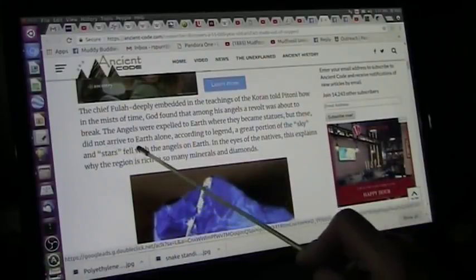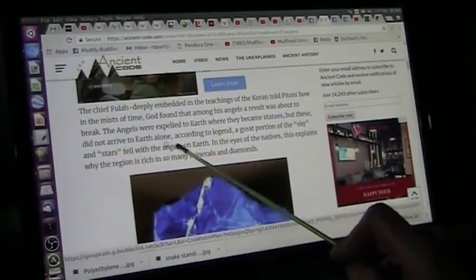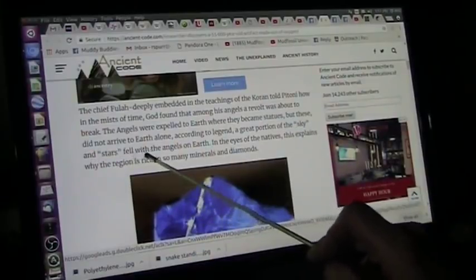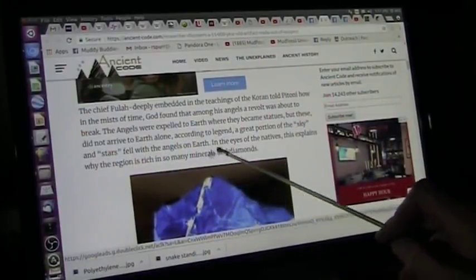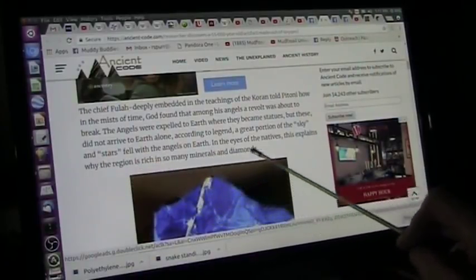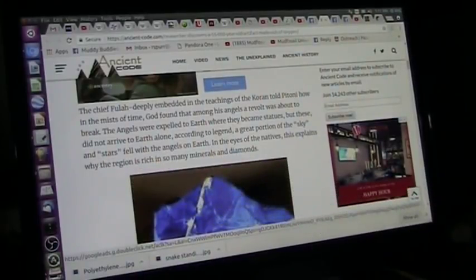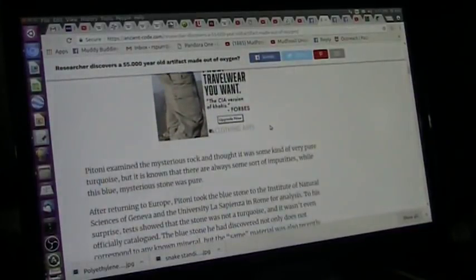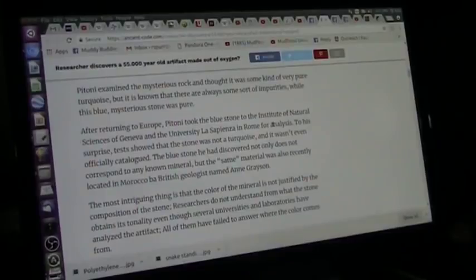But these did not arrive to earth alone. According to legend, a great portion of the sky and stars fell with the angels on earth. In the eyes of the natives, this explains why the region is rich in so many minerals and diamonds. That was the dragon. That was the dragon that fell.